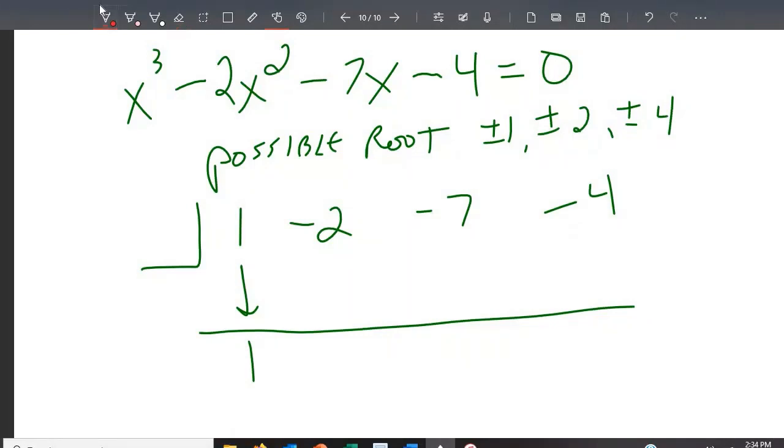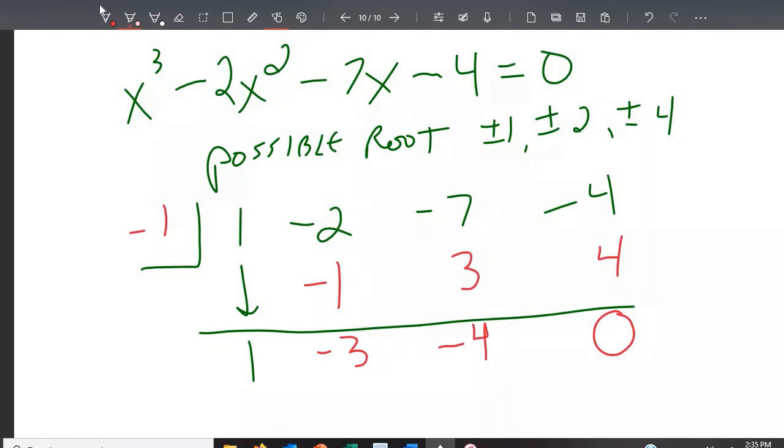So, then I choose another number out of that list. I usually just start with 1 and work my way down. Let's try negative 1. Well, 1 times negative 1 is negative 1. That gives me negative 3. Negative 3 times negative 1 is positive 3. I get negative 4. Negative 1 times negative 4 is positive 4. And guess what? I get 0.